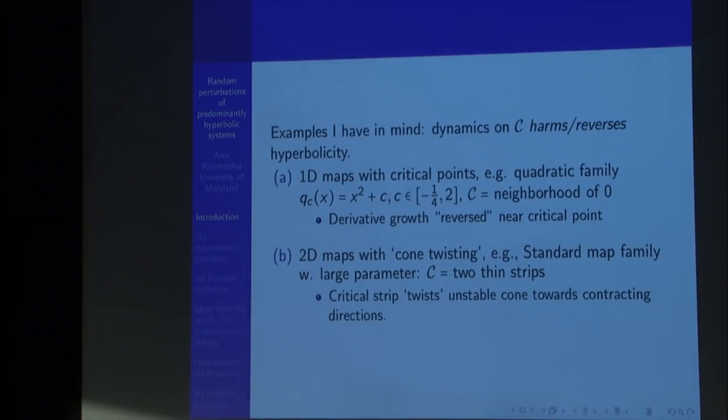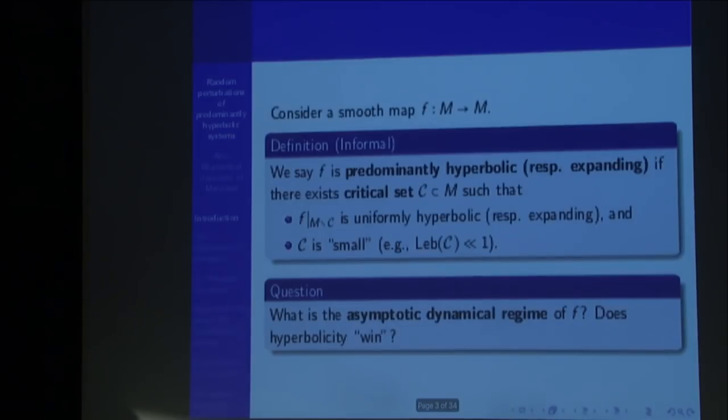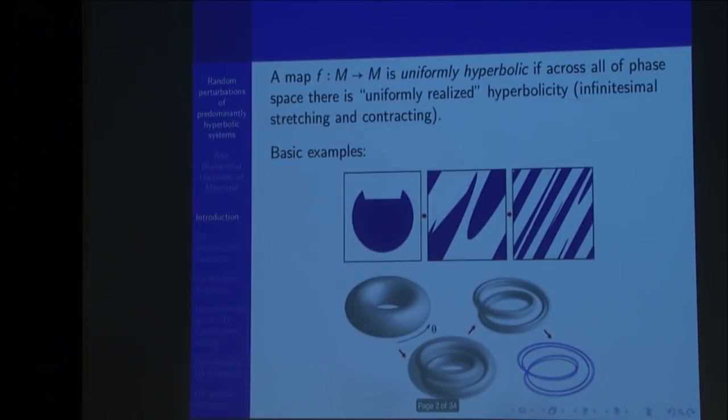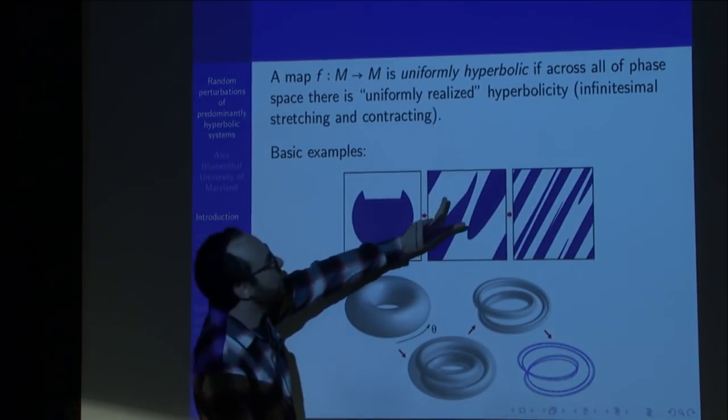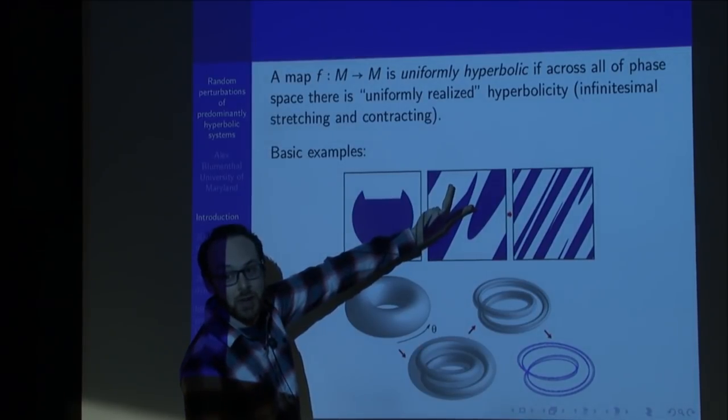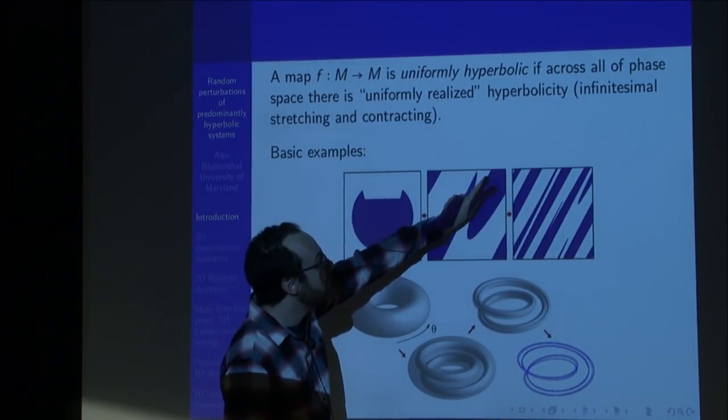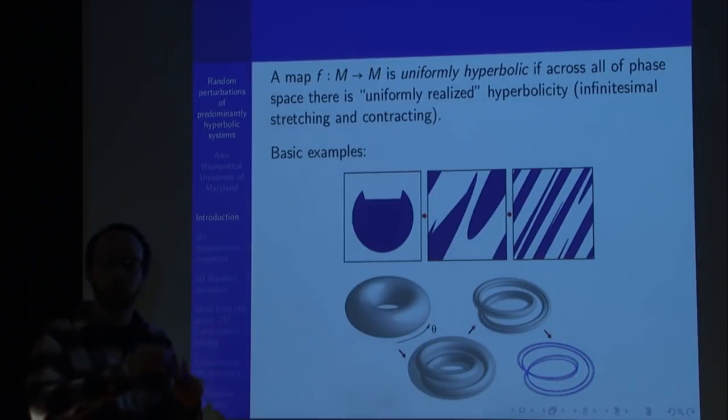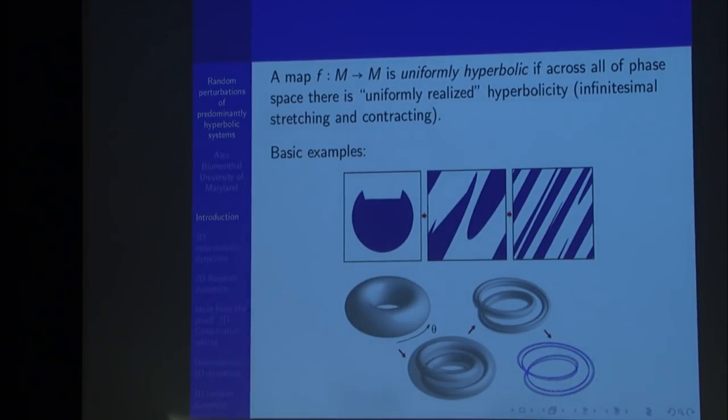All right, and then, well, okay, but this is kind of a distinctively one-dimensional issue, and really what I'm more interested in are two or higher dimensional examples. And so what I'm going to talk about predominantly today are models that exhibit this kind of cone twisting, right? So in these uniformly hyperbolic examples, there was a cone in the tangent space, a cone of vectors that got mapped into itself, okay, and all directions in that cone were strongly expanded, all right.